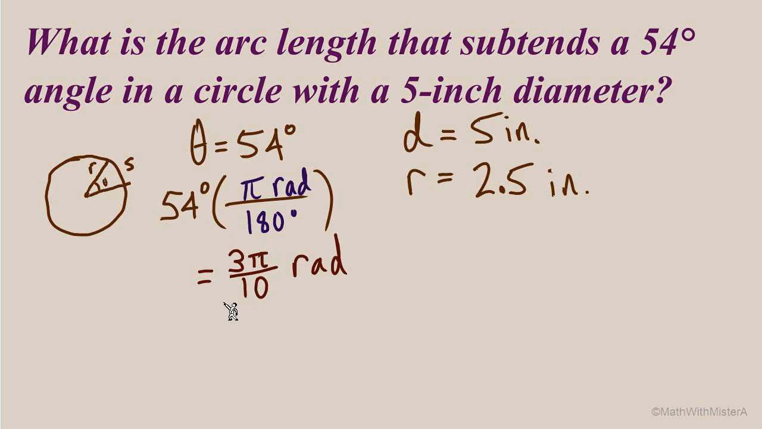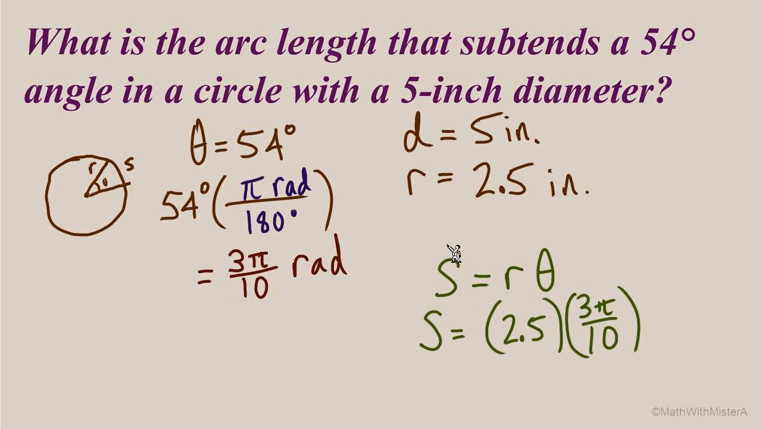And now we can go ahead and use one of our formulas. s equals r theta is a good one. It's solved for s. We can plug in r and theta now that theta is in radians. We're multiplying 2.5 inches by 3 pi over 10 radians.